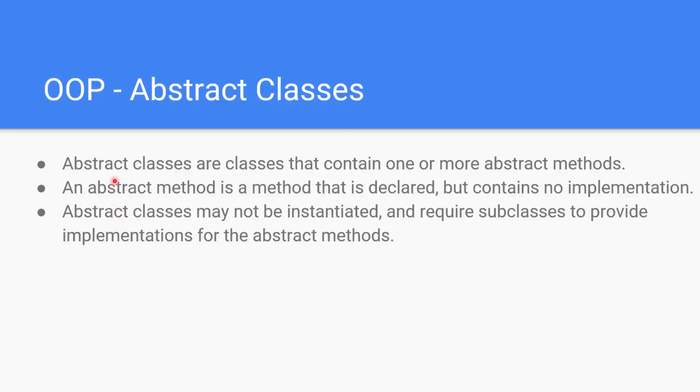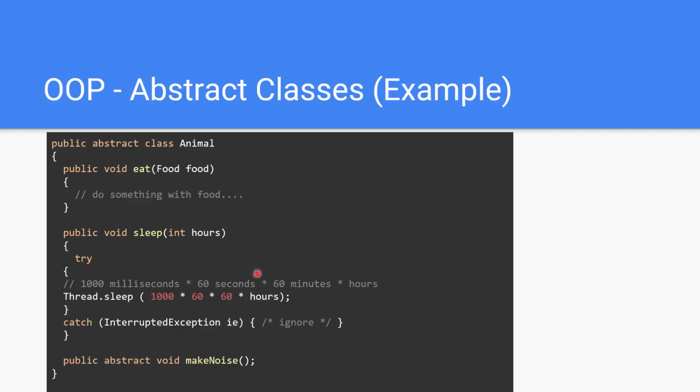So let's discuss abstract classes. An abstract class is a class that contains one or more abstract methods. An abstract method is a method that is declared but contains no implementation. It looks just like the method header, and that's it. Abstract classes are useful for ensuring consistency across your application, across your number of classes. Abstract classes are not instantiated and require subclasses to provide implementations for the abstract methods.